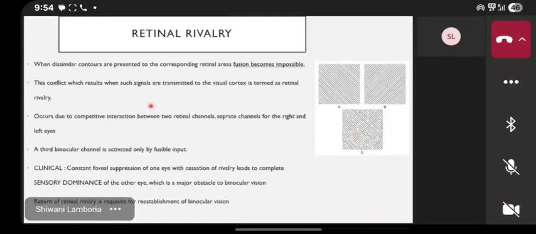Both the eyes perceive this image. It occurs due to the competitive interaction between the two retinal channels, because there are separate channels for the right and the left eye. A third binocular channel is activated only by a fusible input. Constant foveal suppression of one eye with cessation of the rivalry leads to sensory dominance of the other eye, which is a major obstacle to binocular vision. After squint surgery, the return of retinal rivalry is a better prognosis because it denotes binocular vision.